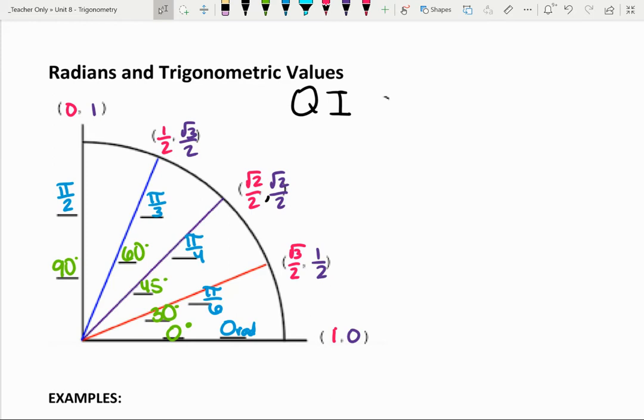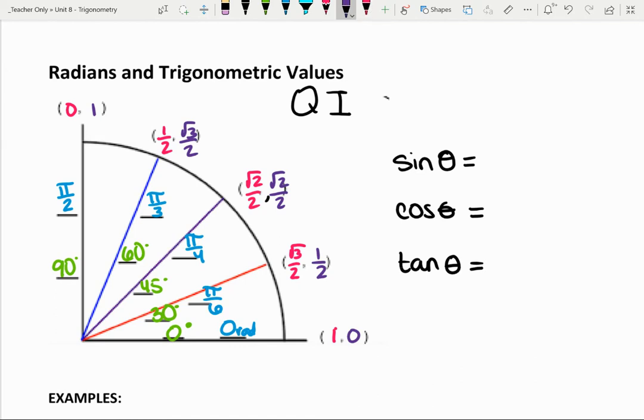So let's remind ourselves of our trig values, right? We know SOHCAHTOA, great, but the unit circle gives us a shortcut here. So we've got sine of any angle theta. We've got cosine of any angle theta, and we have the tangent of any angle theta. So the unit circle makes this really nice and easy.